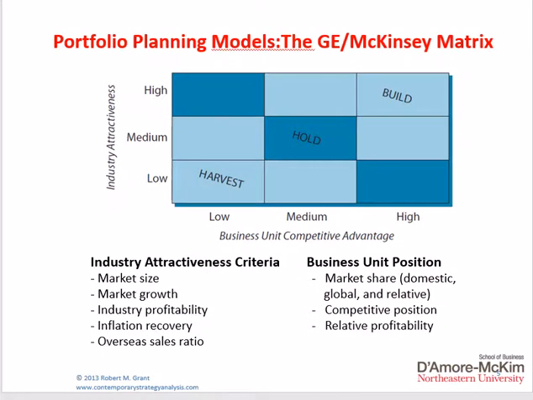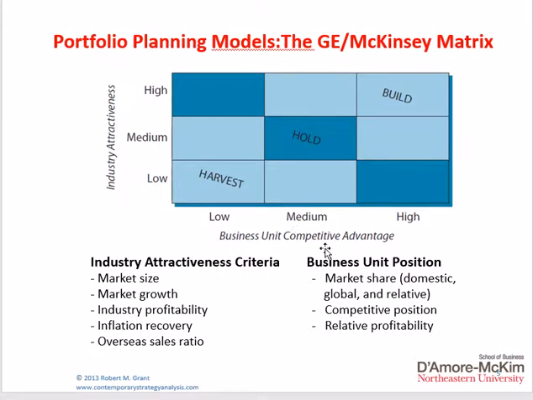The GE McKinsey matrix is very similar to the BCG matrix and represents another portfolio planning tool. The main differences are in how they define the matrices, or the axes. Down the bottom, instead of market share, you see business unit competitive advantage, and you can see this involves looking at market share, its competitive position in terms of its competitive advantage and core competencies, and then the relative profitability.